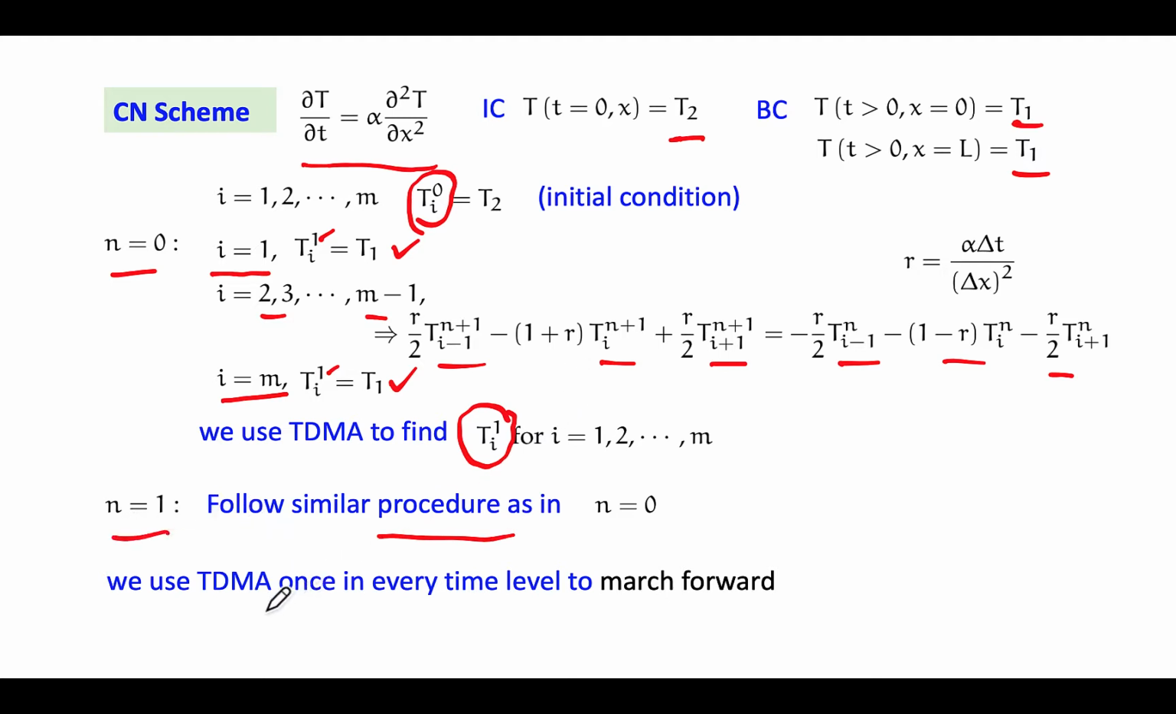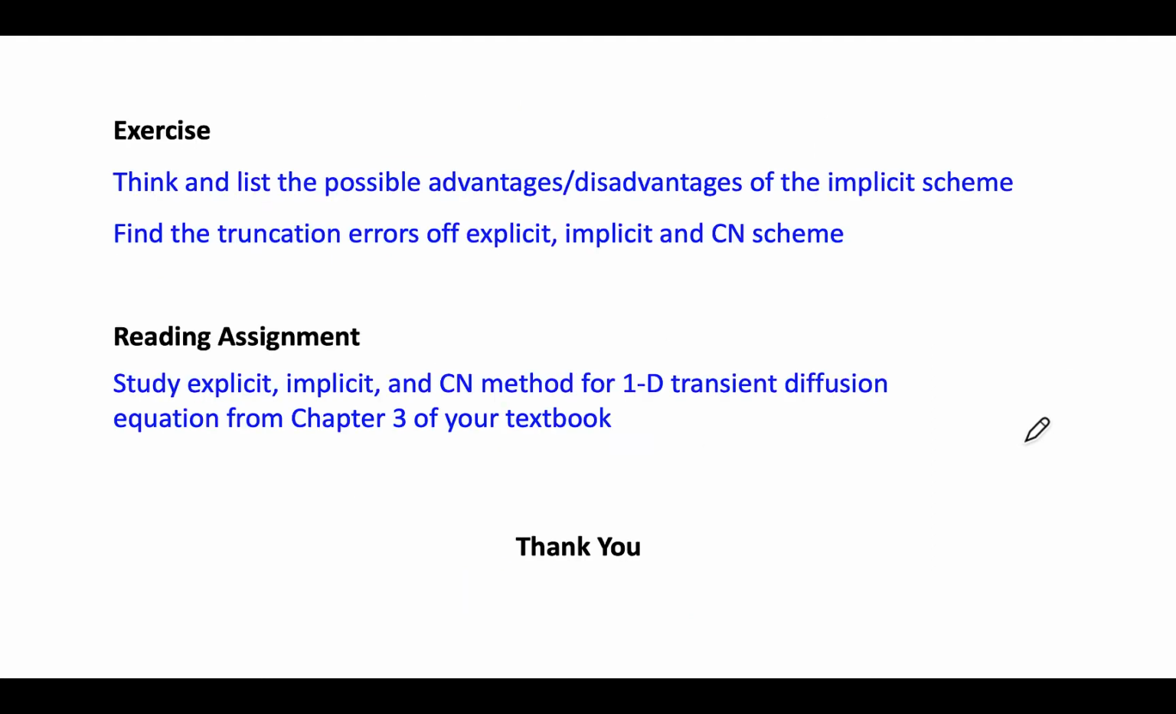The same idea as in implicit, so we have to use this TDMA once in every time level to march forward. So if we are taking thousands of time step marching, then thousands of times we have to solve tridiagonal matrices. This is not going to be easy, but in your homework you will try this idea of how you can solve a tridiagonal matrix at every time level.